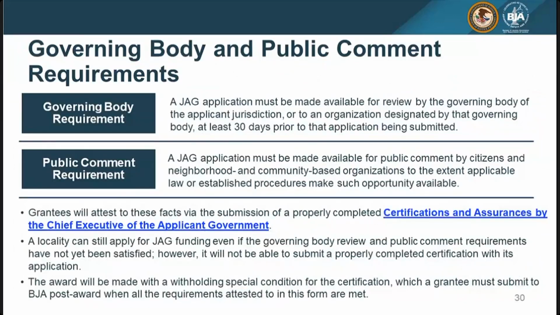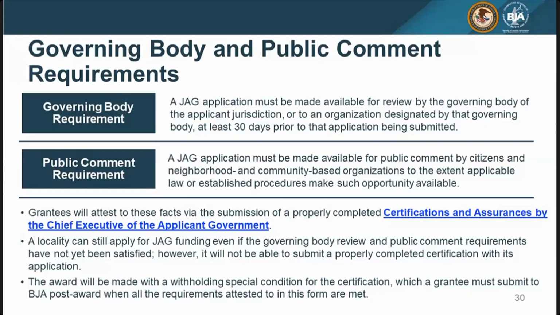Okay. Regarding the governing body and public comment requirements, under governing body requirements, a JAG application must be made available for review by the governing body of the applicant jurisdiction or to an organization designated by that governing body at least 30 days prior to that application being submitted. For the public comment requirement, a JAG application must be made available for public comment by citizens and neighborhood and community-based organizations to the extent applicable law or established procedures make such opportunity available.